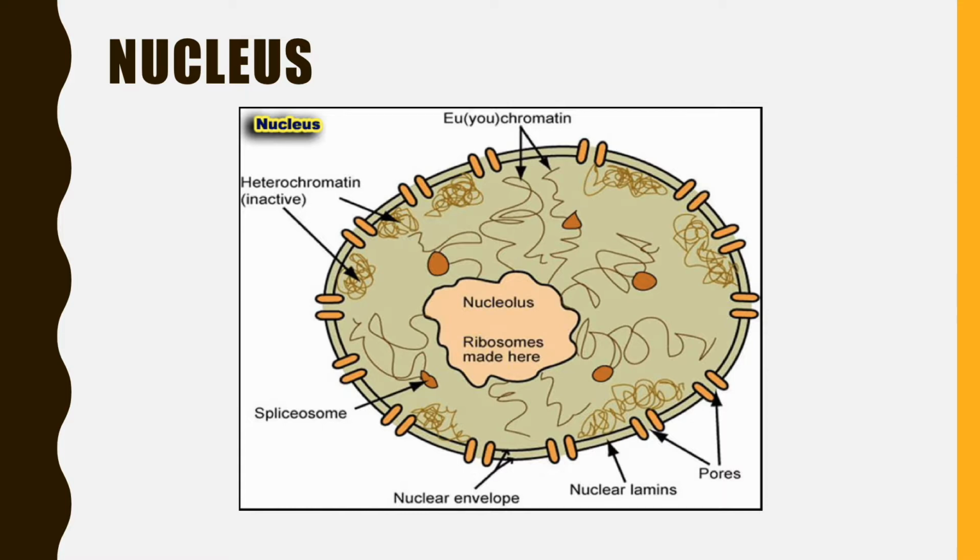Now let's move to the nuclear envelope. Now this nuclear envelope is unique because it is only found in eukaryotes. Now this nuclear envelope over here surrounds the nucleus with a double membrane with several pores.